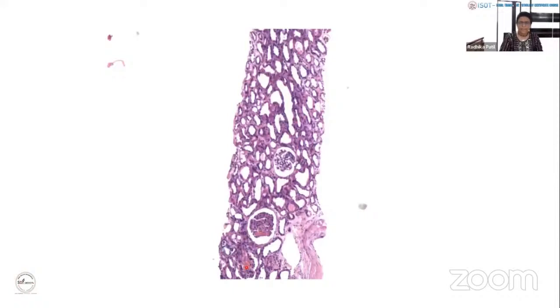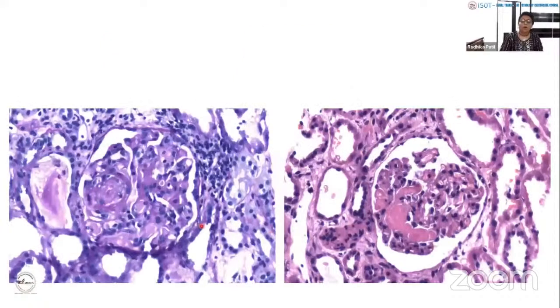3 glomeruli are seen. Even at this magnification, we can see a large artery at the edge of the biopsy and some intimal fibrosis. This could be donor related. And at this magnification also something is occluding the capillary lumina. On further magnification, these are the afferent arterioles or hilar arterioles seen occluded by fibrin thrombi.